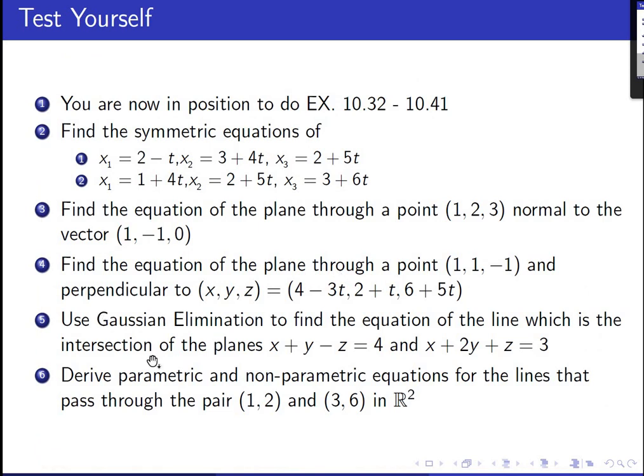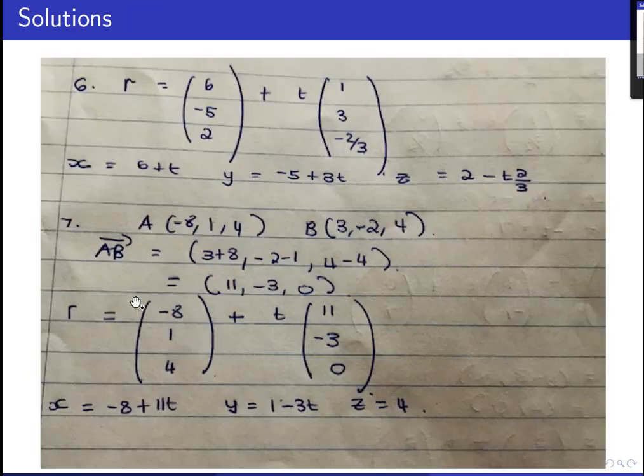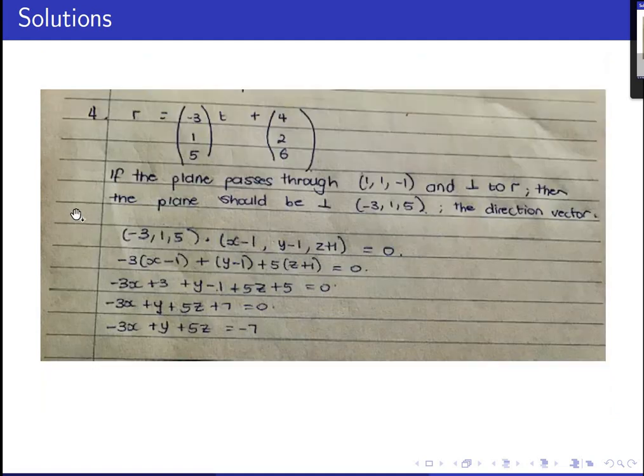For number 4, we need to find the equation of the plane that cuts through the point 1, 1, -1 and is perpendicular to the line. This is the equation of a line: x, y, z equals 4 minus 3t, 2 plus t, 6 plus 5t. So our plane passes through the point and is perpendicular to this line.